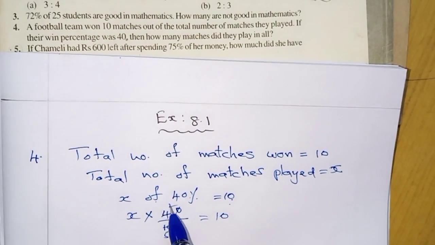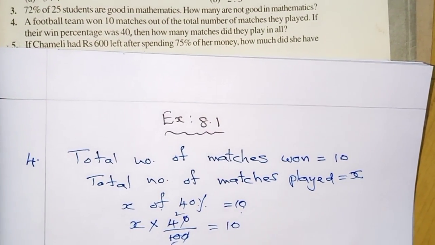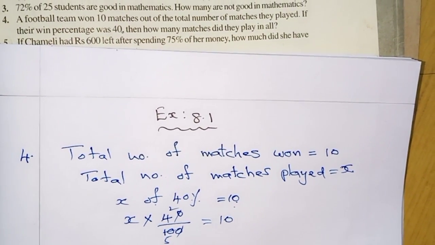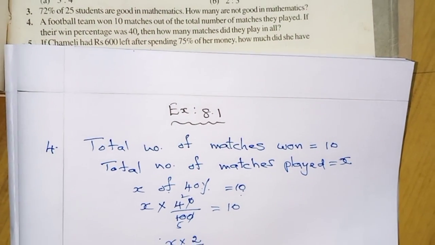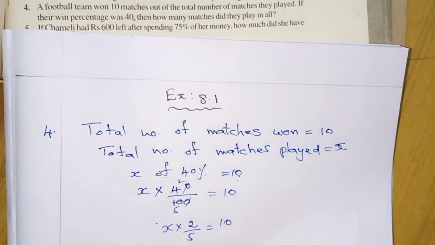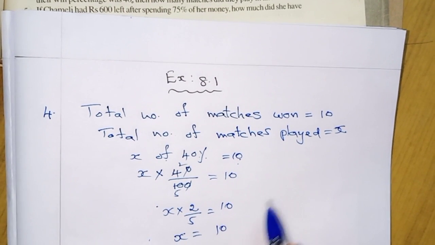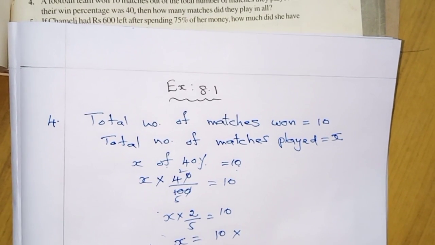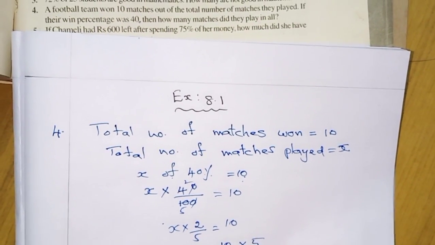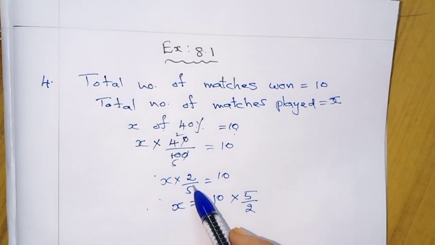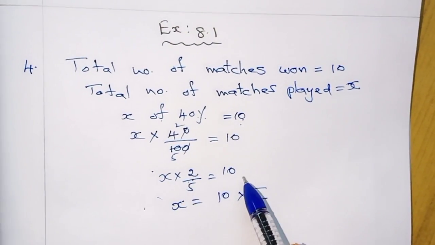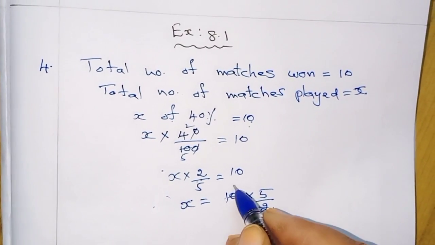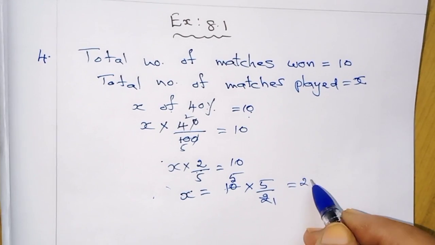So X into 2 by 5 is equal to 10. Here I am writing X into 2 by 5 is equal to 10. So X is equal to 10 into 5 by 2. Already I explained this in linear equations. 2 by 5, when it moves from LHS to RHS, we write the reciprocal. 2 fives are 10, 5 fives are 25.